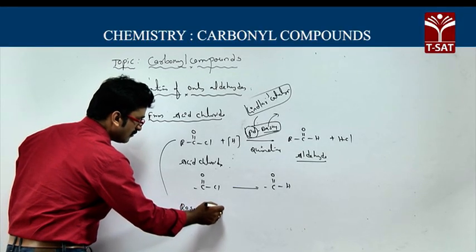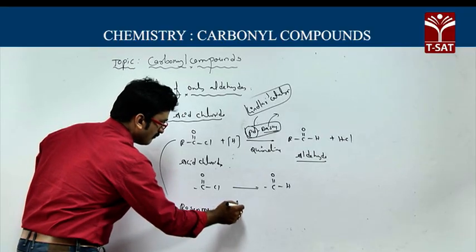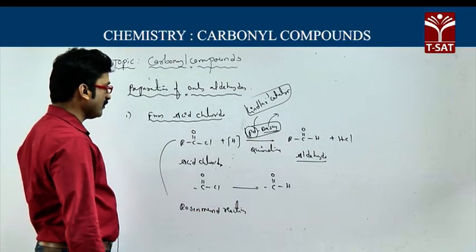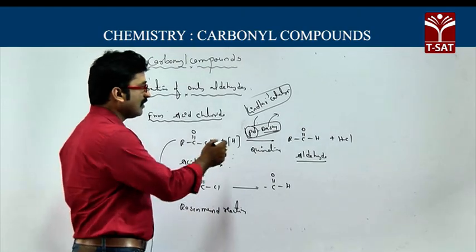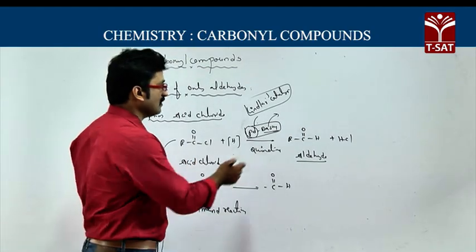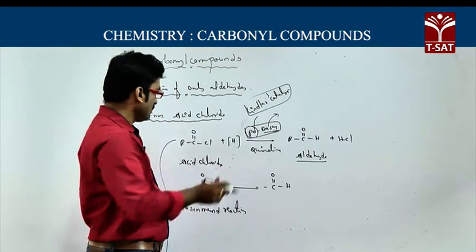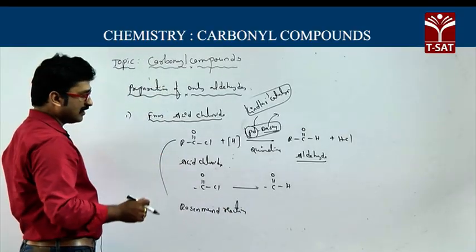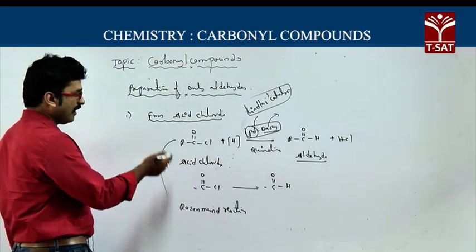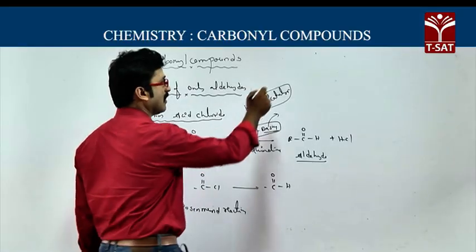Okay, Rosenmund reaction. It is a named reaction, very important. Acid chlorides on reduction in the presence of Lindlar's catalyst give aldehydes. This reaction is known as Rosenmund reduction or reaction. Now we will take one example for this.